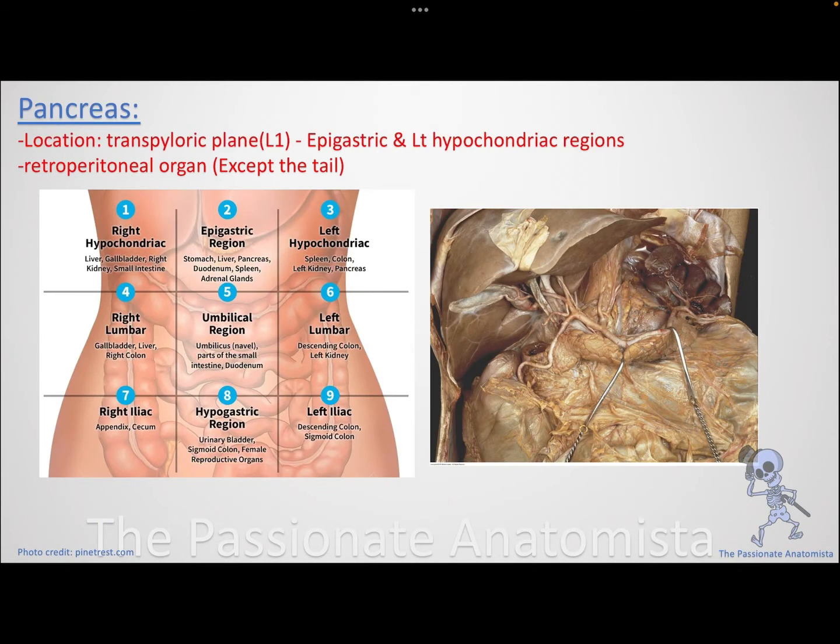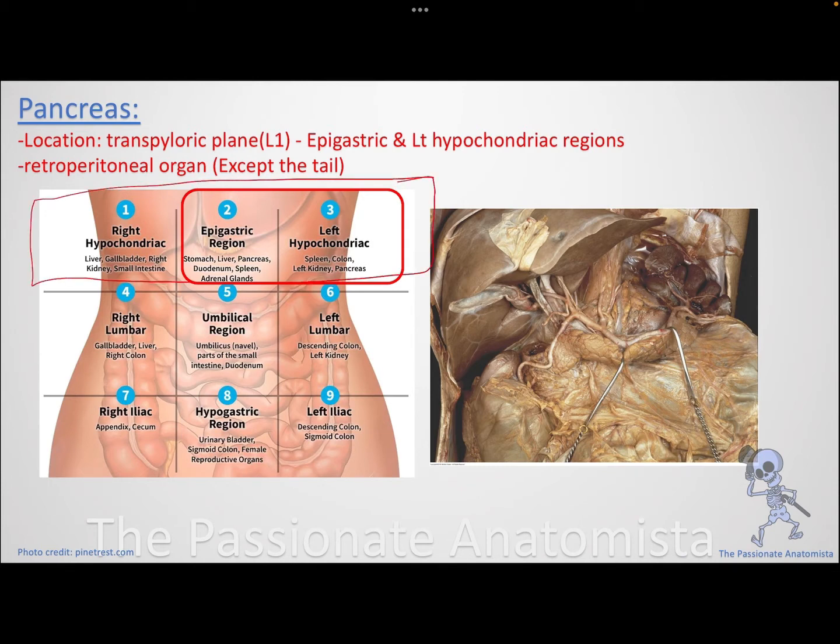Now, moving on, the other organ we have is basically the pancreas. So the pancreas is the other organ that's related to the extrahepatic biliary system. And the pancreas lies in the epigastric and left hypochondriac region. So to make your life easy, remember that your liver is the big boss.